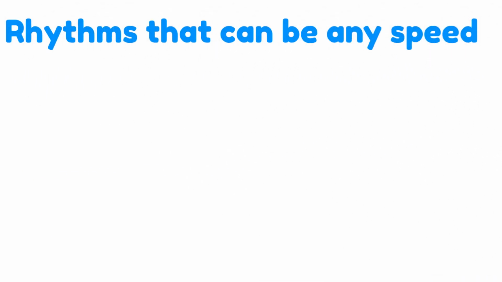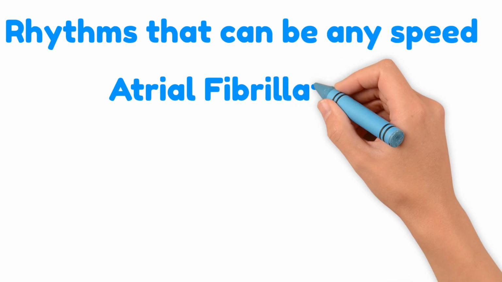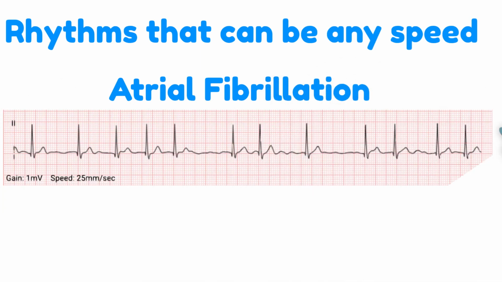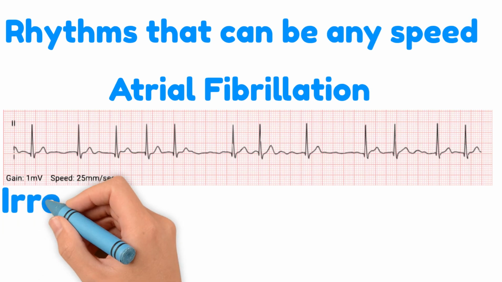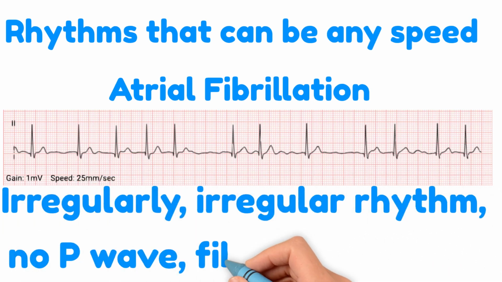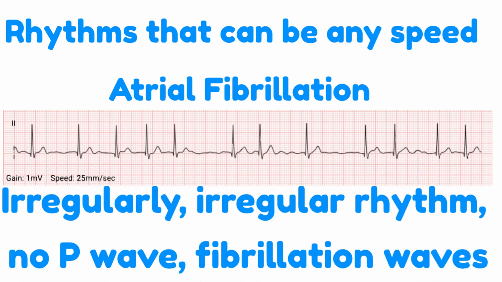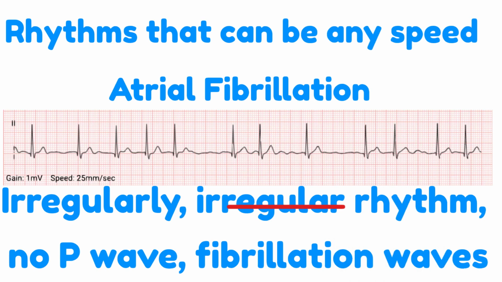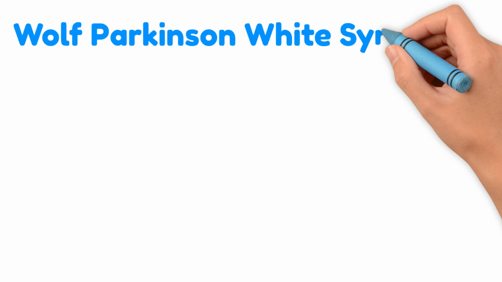Rhythms that can be anywhere from bradycardic to tachycardic include atrial fibrillation. This is caused when several cells of the atria start generating small amounts of electricity on their own, but not enough to cause depolarization of the atria, so they show up as fibrillation waves along the isoelectric line. This rhythm becomes irregular with a narrow QRS complex and no distinct P wave. The rate is determined by the amount of cells and the electricity getting to the AV node.